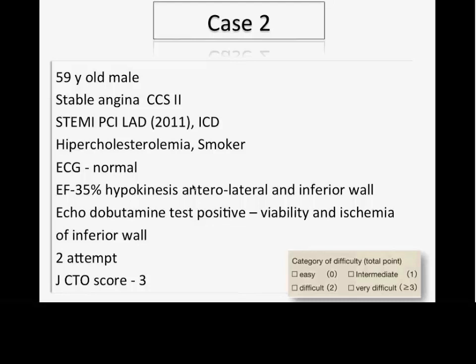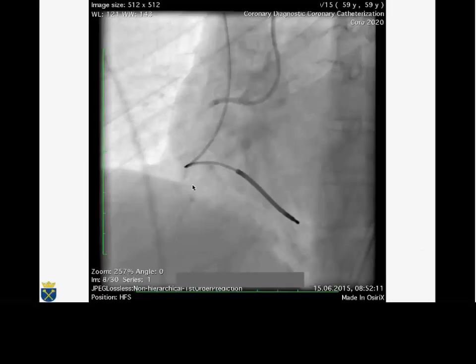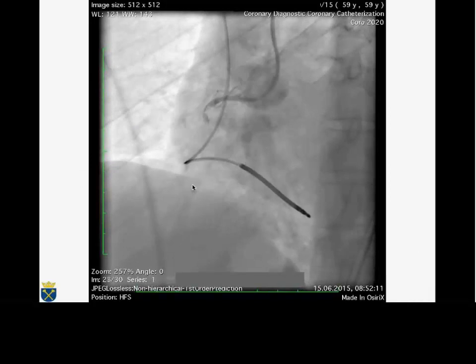So also a clear indication to attempt the occluded right coronary artery. It was a second attempt. The J-CTO score was 3, that means a very difficult occlusion. And this case was proctored by me in the Silesian Heart Center in Zabrze.